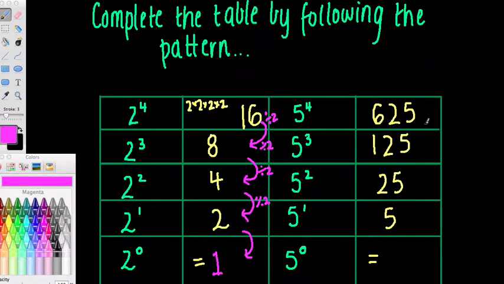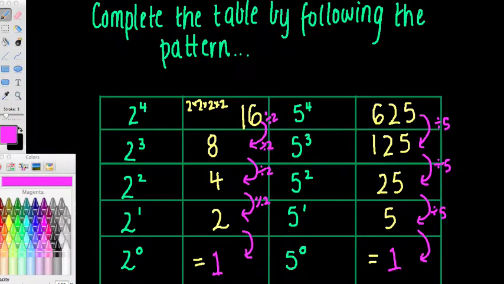Let's do it the other way. 625 divided by 5 would give me 125. Follow this again, divide by 5, divide by 5 to get 5, and finally to get 5 to the power of 0, I can follow that same process, and we get 5 over 5, which is 1.